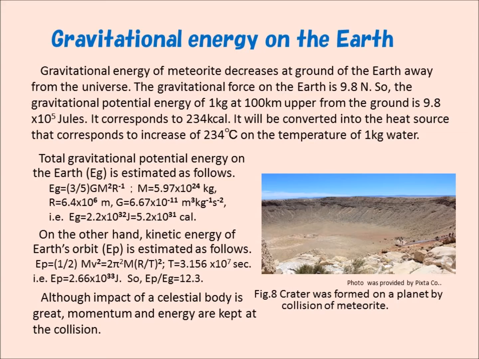It will be converted into a heat source that corresponds to an increase of 234 degrees in the temperature of 1 kilogram of water. Total gravitational potential energy on the Earth is estimated as 2.2 times 10 to the 32nd power joules. On the other hand, the kinetic energy of Earth's orbit is estimated as 2.66 times 10 to the 33rd power joules. It is 12.3 times larger than the gravitational potential energy. Although the impact of a celestial body is great, momentum and energy are kept at the collision.